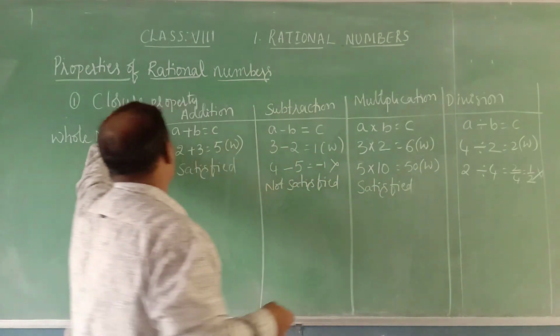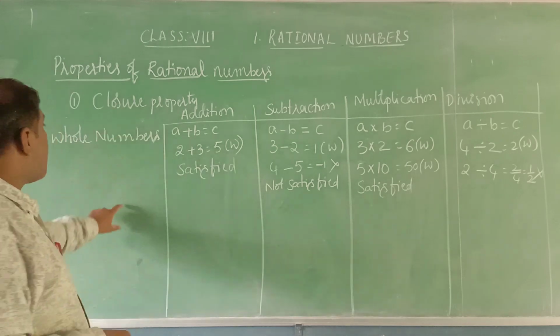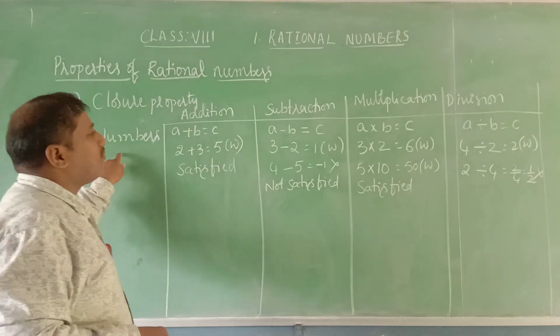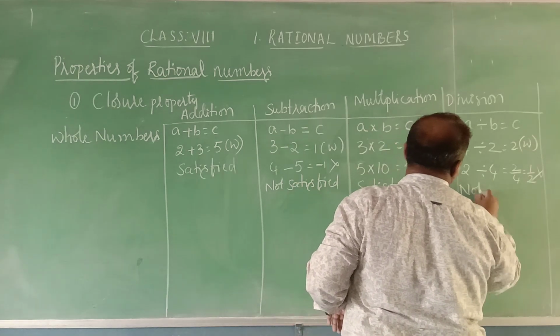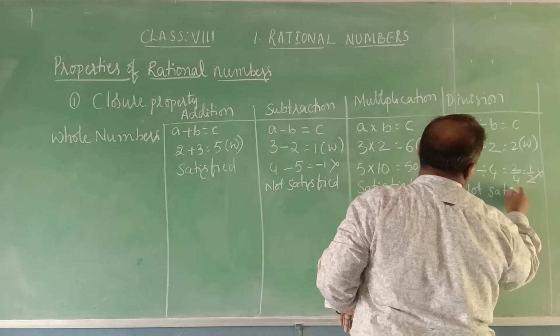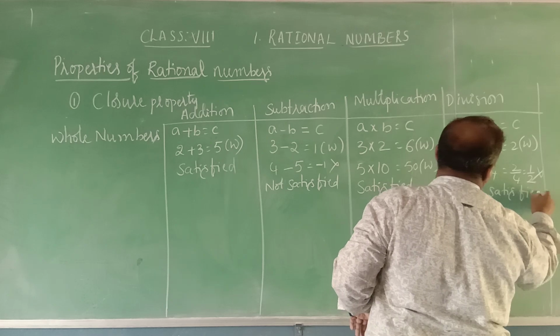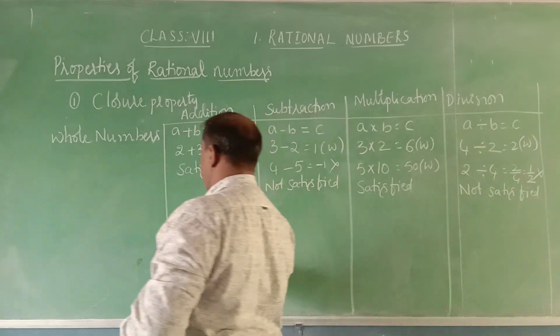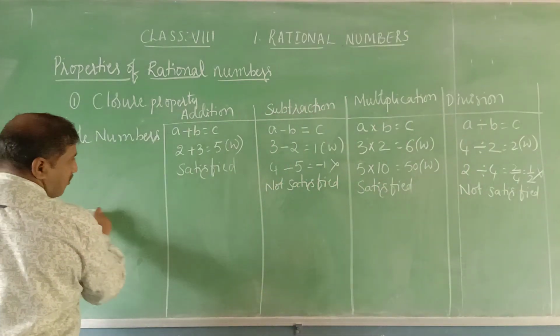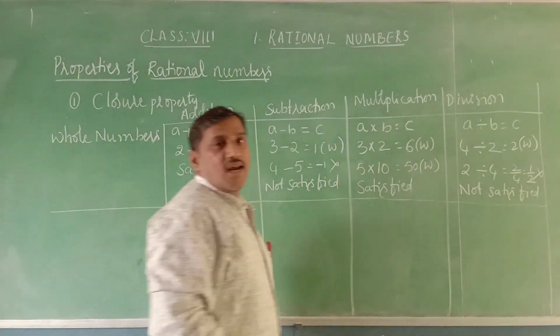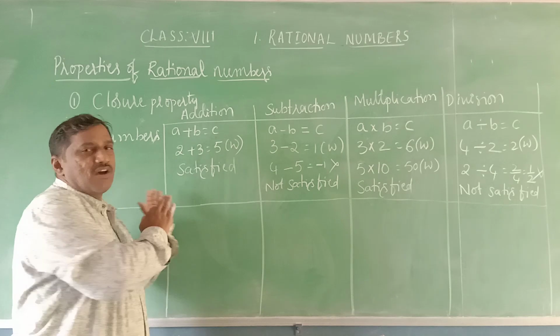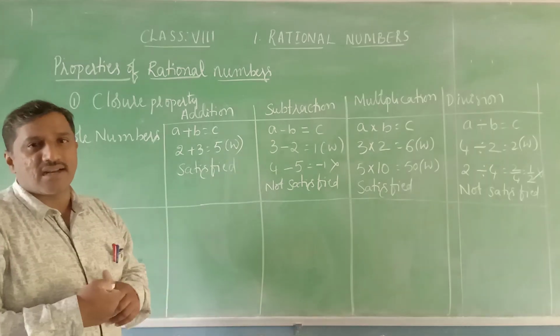Therefore, closure property is not satisfied by whole numbers under division. Closure property is not satisfied by what? Whole numbers under division. The statements are similar for whole numbers, integers and rational numbers.